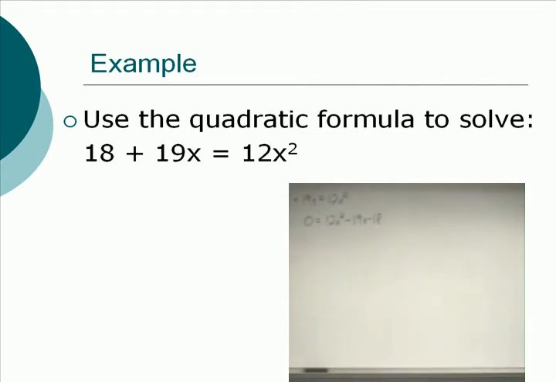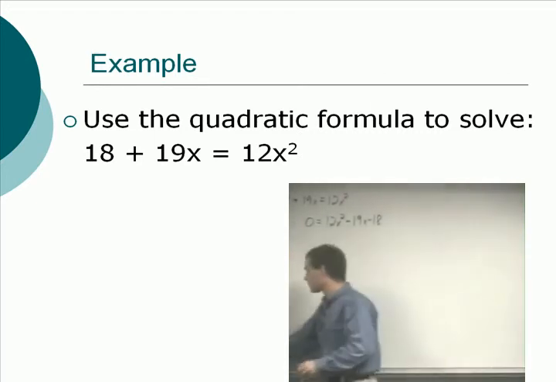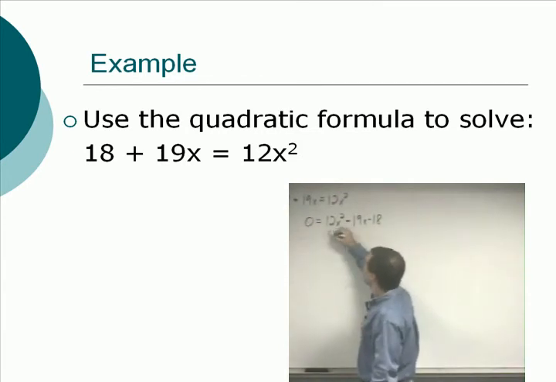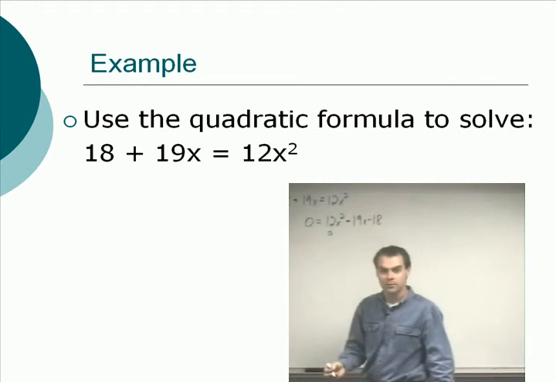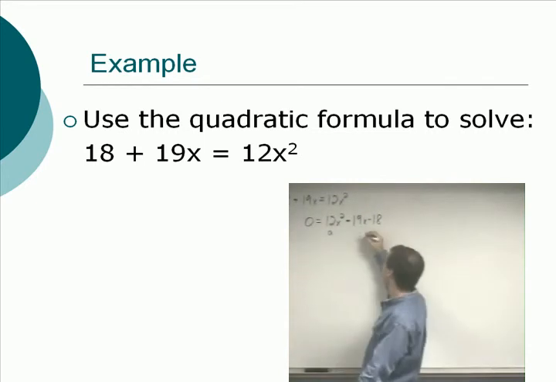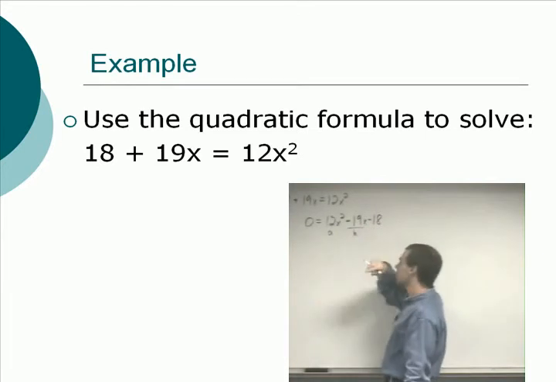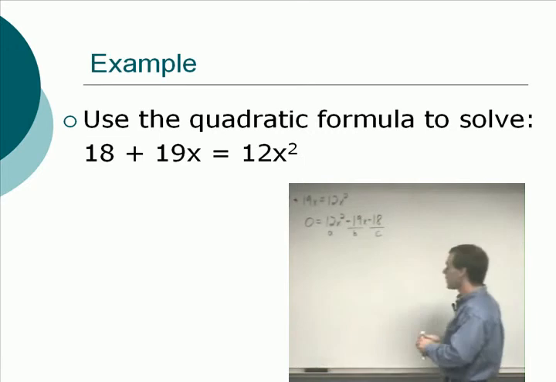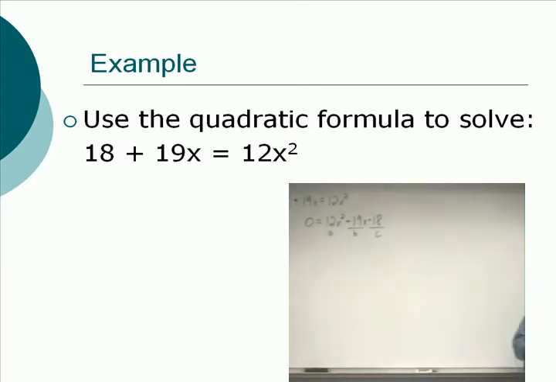Okay, so what we need to do now is recognize what a, b, and c are. So let's just make a note of it here. A is 12. Everybody agrees? You better. All right. B is equal to negative 19. Don't forget the negative sign on that b term. And c is equal to negative 18. Now, once we know those, we can plug them into the quadratic formula. That's why you need to know the quadratic formula.